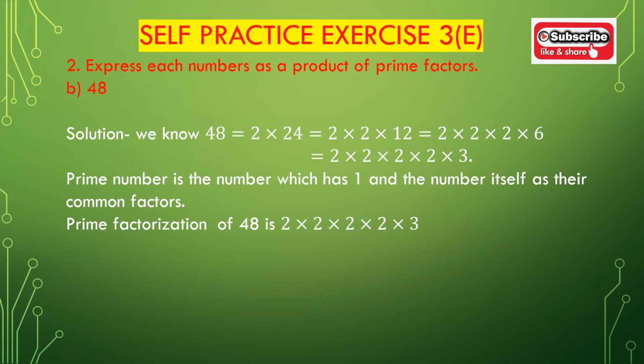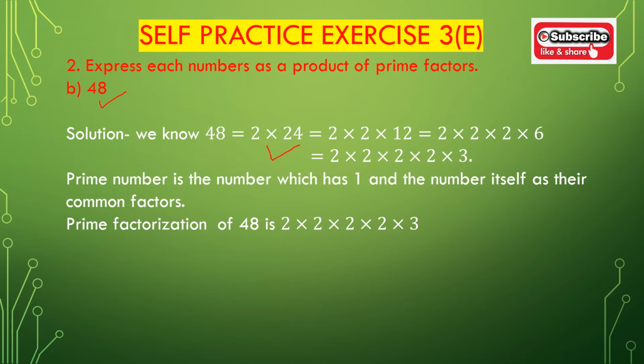Now we solve question number 2, part B, 48. We have to express the number 48 as the product of prime factors. We know 48 is 2 multiplied with 24. When we multiply 2 with 24, we get 48.